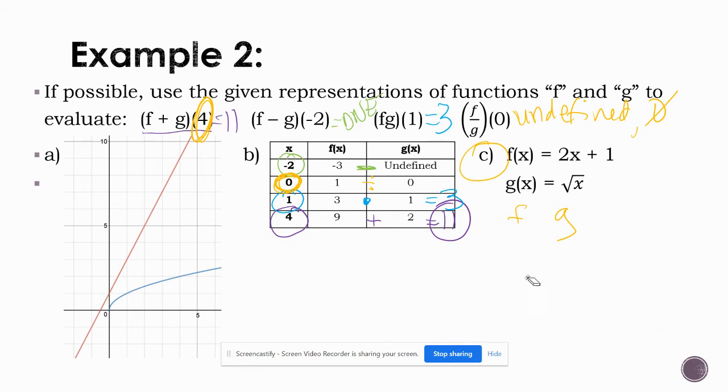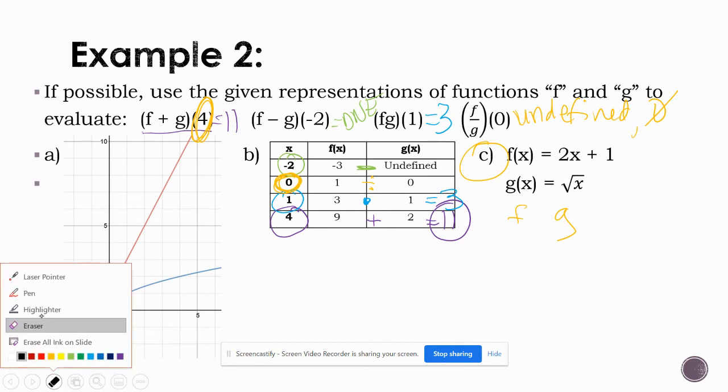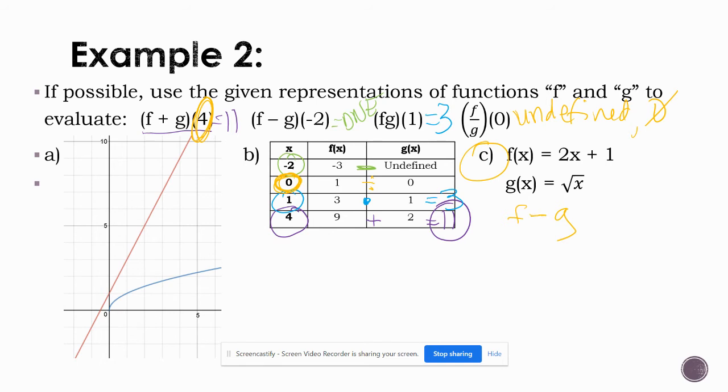Now, if we are subtracting and using the equations, and they're asking us to plug in negative 2, we would have 2 times negative 2 plus 1 minus the g function, which is the square root of negative 2. Well, as soon as I see this, I'm going to say, nope, I can't do it, because the square root of negative 2 is imaginary. Yes, I can pull an i out, but I can't actually graph it. And so there would be no real solution for this.